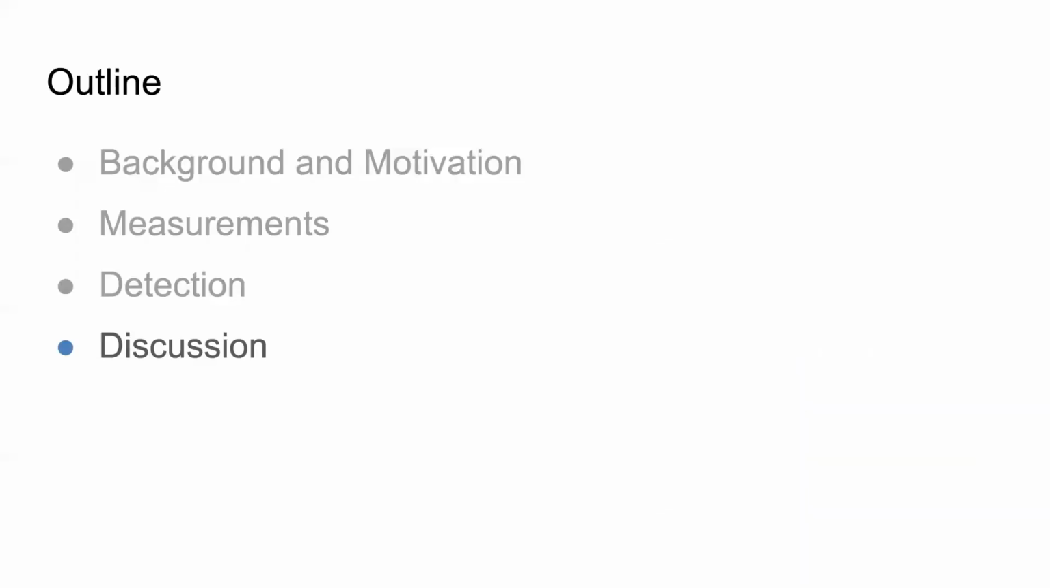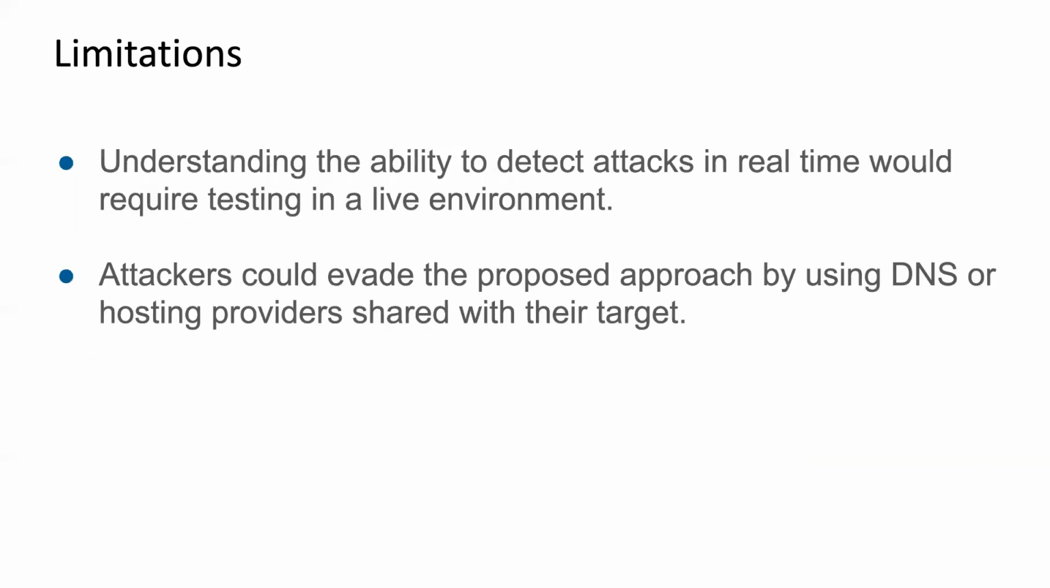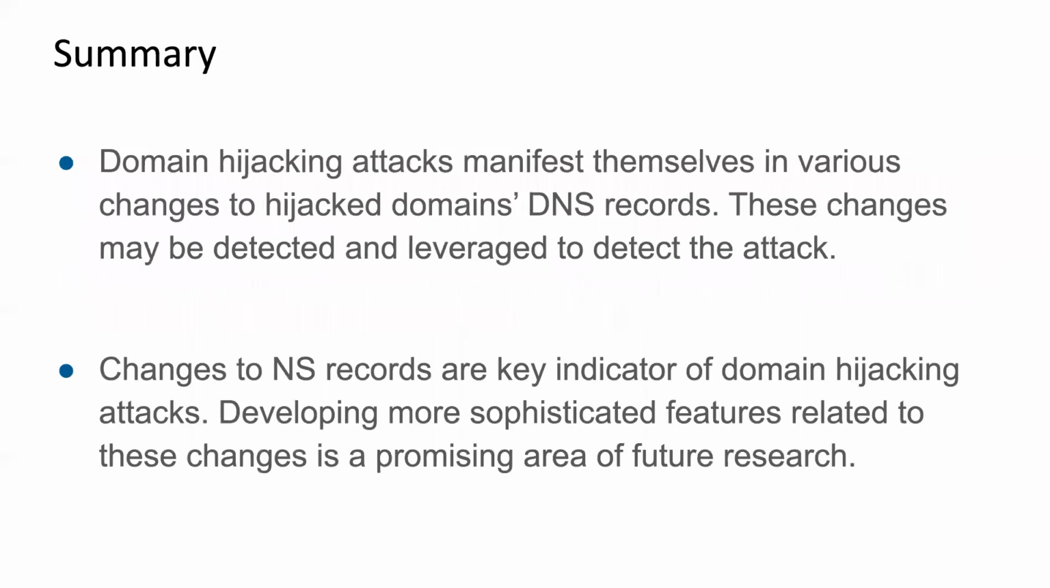And that brings us to our final summary of our work. First, a note regarding limitations. The PDNS data was wonderful in that it allowed us to work with data for real attacks. However, it did not allow us to see how well our approach to detection would work in real time. Understanding this would require further testing in a live environment. Further, attackers could potentially evade our approach by using popular third-party providers, particularly those operating DNS management services. If the victim is also using the service or the service is generally trusted, then detection could be very difficult and may have to rely on indicators outside of the DNS.